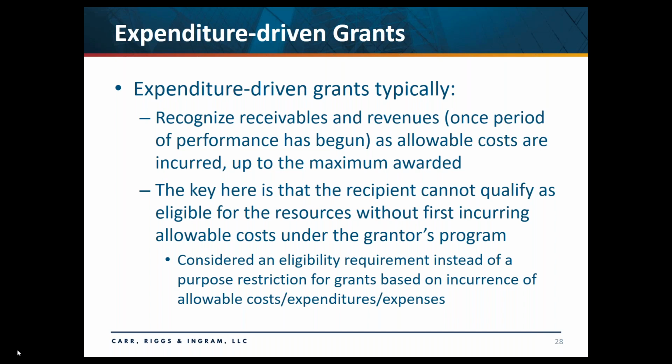The spending of the money on a certain purpose becomes an eligibility requirement for GASB under this, whereas in a formula-driven grant, the spending of the money is not an eligibility requirement. It's a purpose restriction. So again, a strange little nuance, but most grants fall under expenditure-driven grants, and you don't book the revenue till you spend the money, regardless of whether it's advance or reimbursement-based.